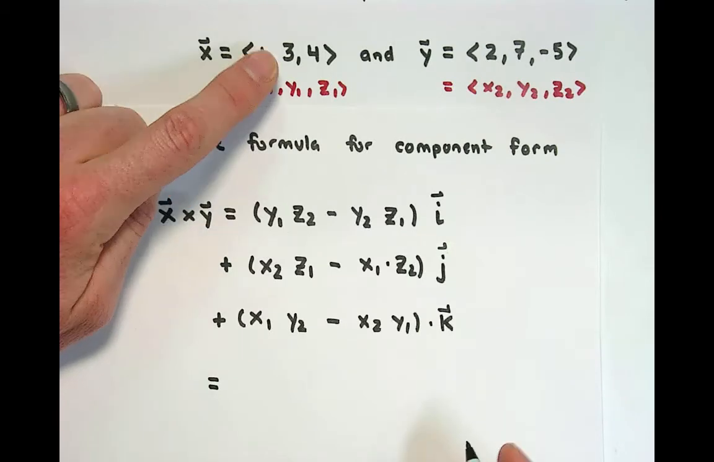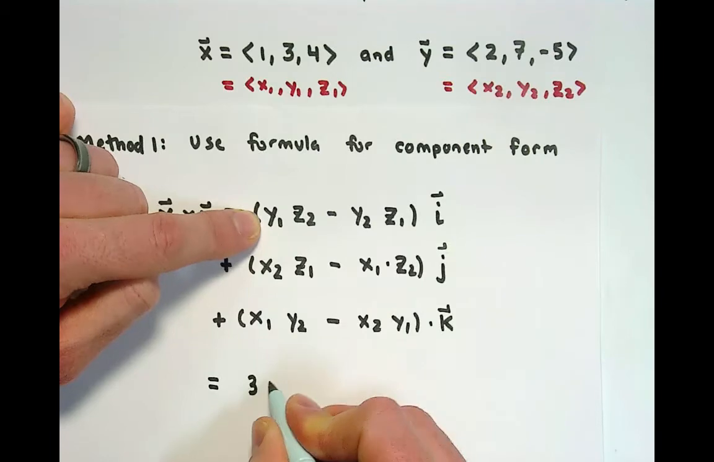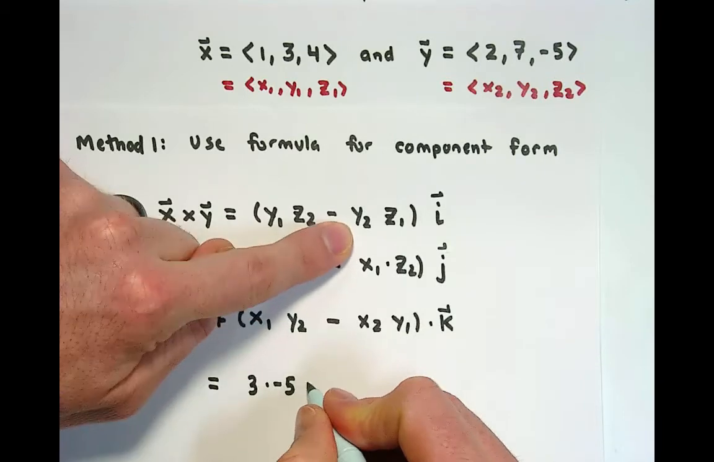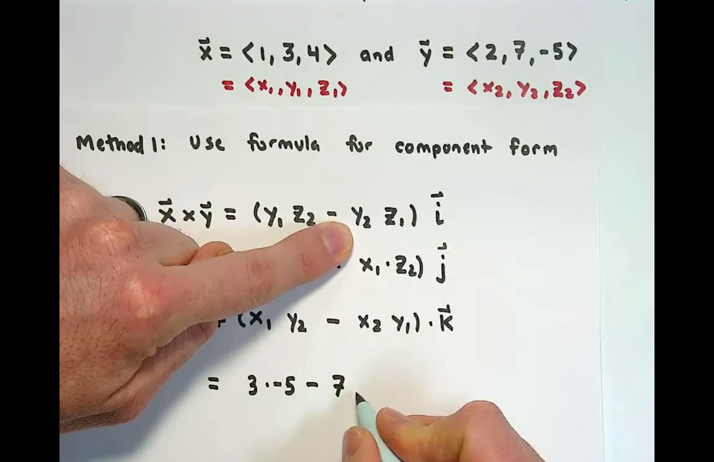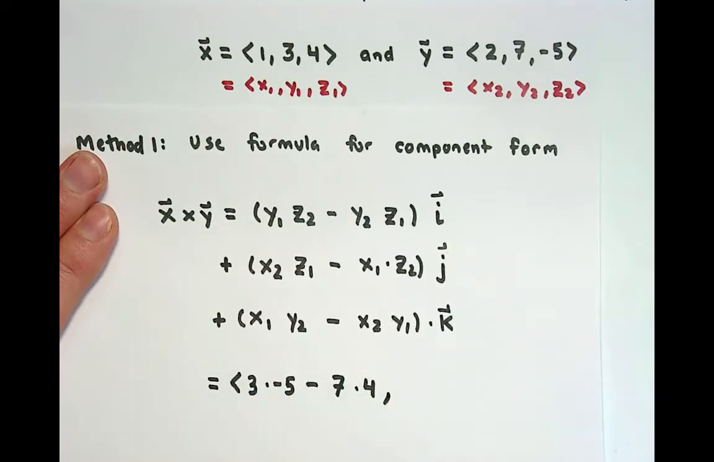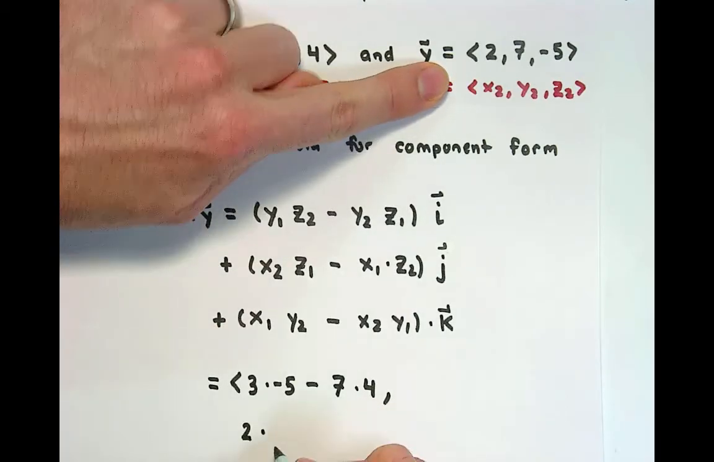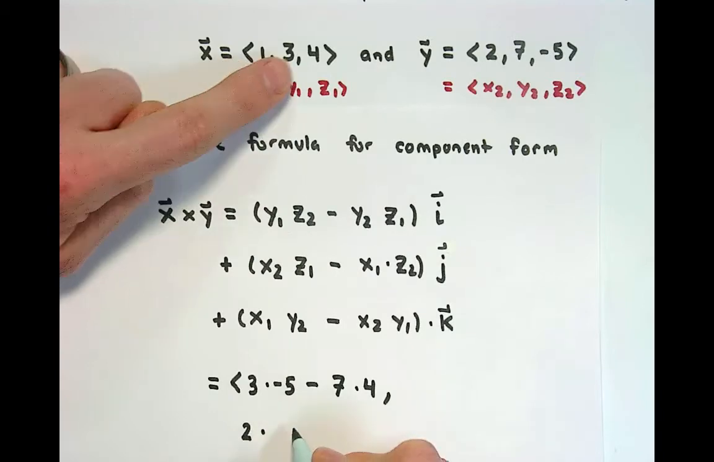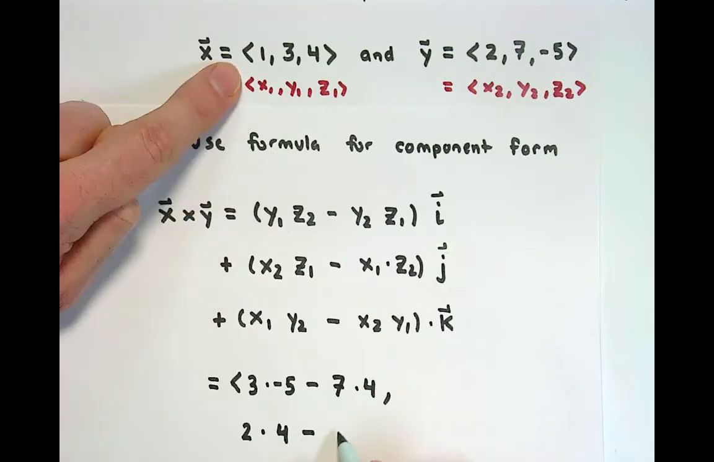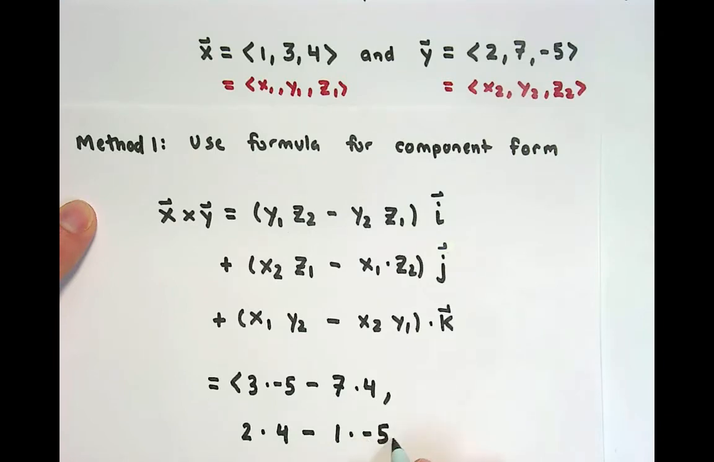Okay, now we can literally just substitute the values in. So y1 was 3, z2 was negative 5, and then y2 was 7, so we subtract 7 times z1, which was 4. Okay, so that's the first component of this vector. We'll go ahead and look at the second component, which starts with x2 as 2, and we multiply that by z1, which is 4, and we subtract away from that x1, which is 1, times z2, which is negative 5.